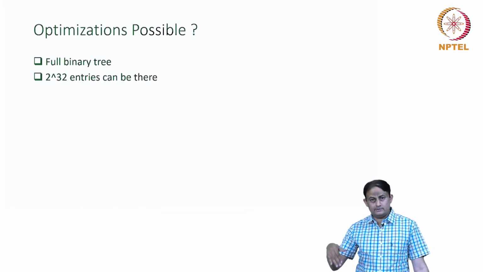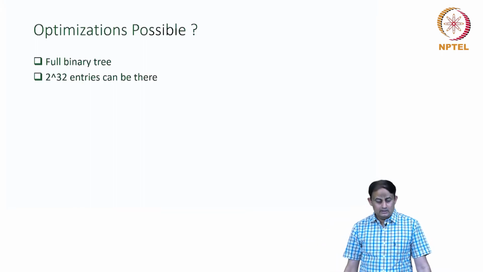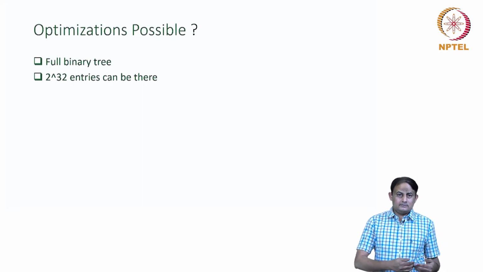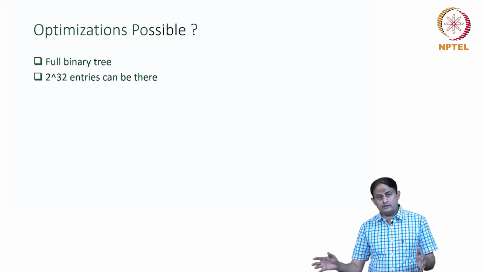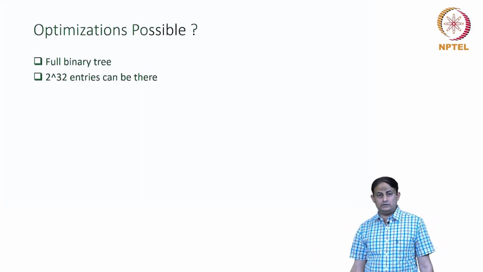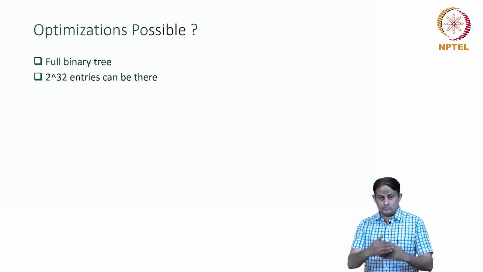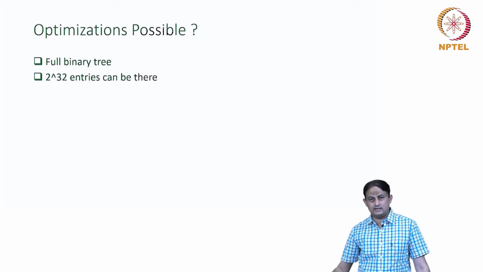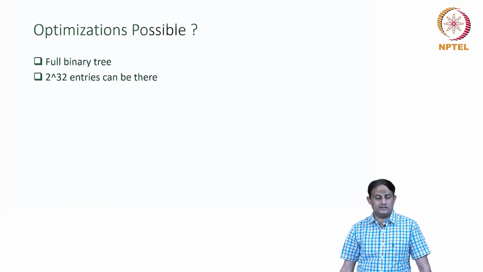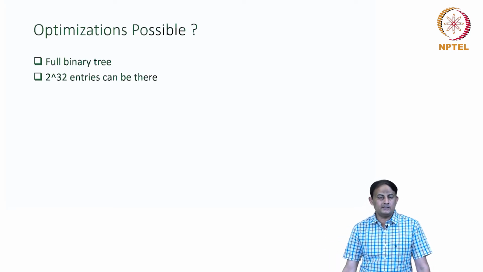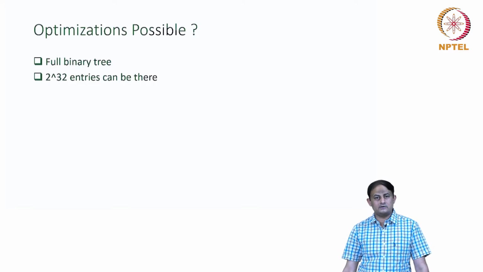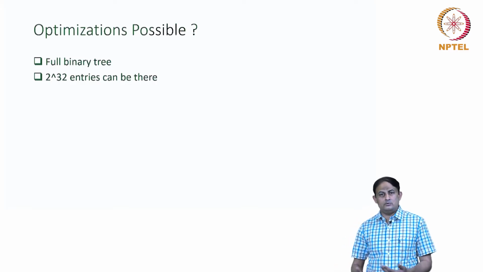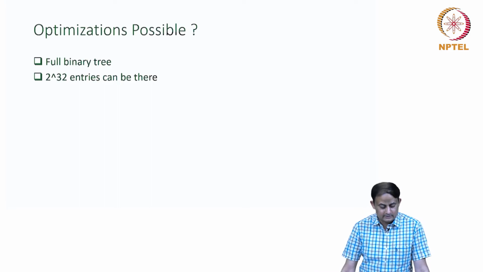So the height of the tree would be 32, and then in the worst case for forwarding one packet, I need to do 32 memory references, the pointer references from one node to another node. Either you take the left child or the right child and then keep traversing. Those many memory references. So that is kind of slow, in the worst case 32 references.